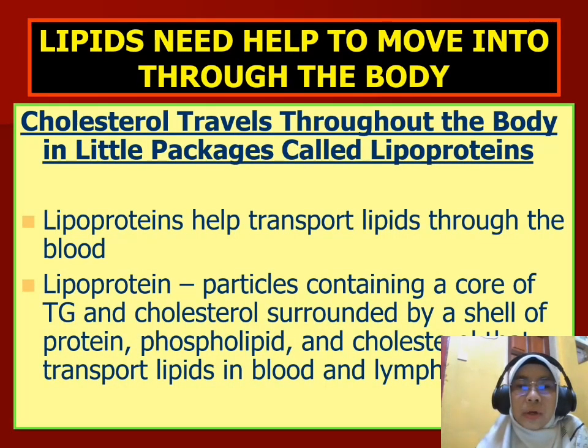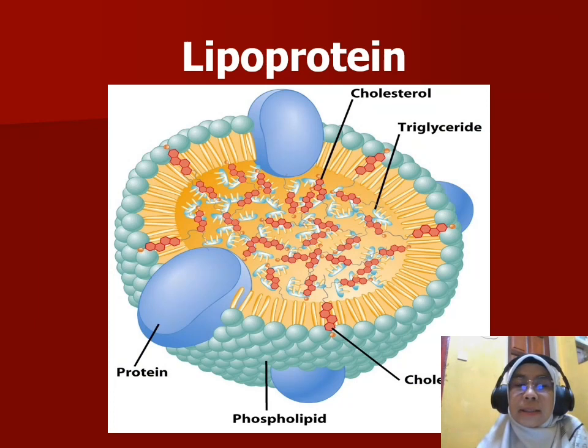Cholesterol travels throughout the body in little packages called lipoproteins. Lipoproteins transport lipids through the blood. Lipoprotein particles contain a core of triglyceride and cholesterol, surrounded by a shell of protein, phospholipid, and cholesterol. Okay, this image is about lipoprotein. We have cholesterol here, triglyceride, cholesterol, phospholipid, and this one is protein.